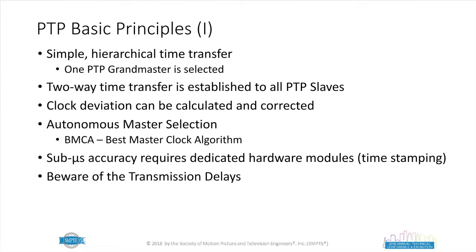Beware of transmission delays. We're talking about IP networks. Packet delay variation is one of your enemies in this case. Okay, so transmission delays, 1588 was designed around having a symmetrical network path. Any asymmetries that are introduced, especially those that are variable in nature, will impact the timing precision. So the network design has to take that into account.